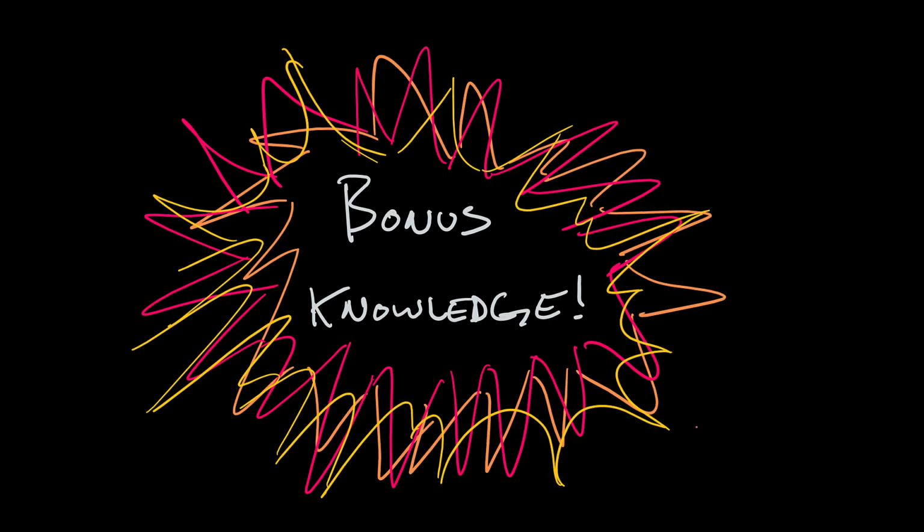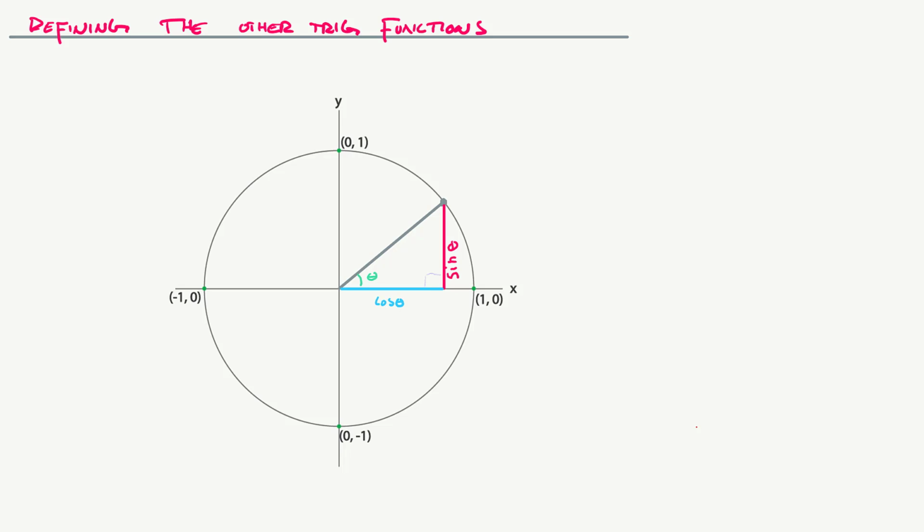Bonus knowledge! Okay, so I had mentioned before that you can see the lengths of all these trig functions on the unit circle. If I did not mention that, I'm mentioning it now. You can see all the lengths of the trig functions on the unit circle, just like you can see sine and cosine. Here's how they look. What I'm going to do is draw a tangent line, and that might give you an indication for what we're about to look at here.